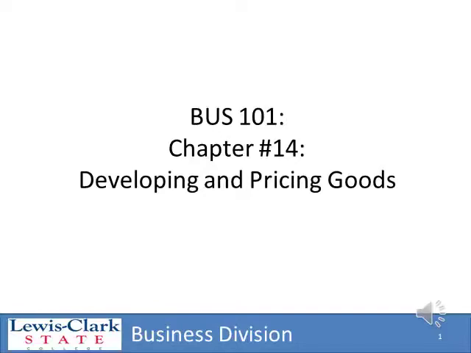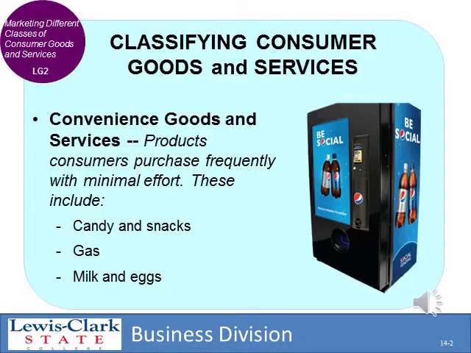This chapter focuses on just a couple of the P's in the marketing process: pricing and the product itself. When you're developing a product, there are several different classifications of goods and services that you can develop.